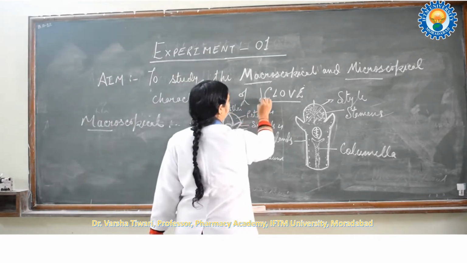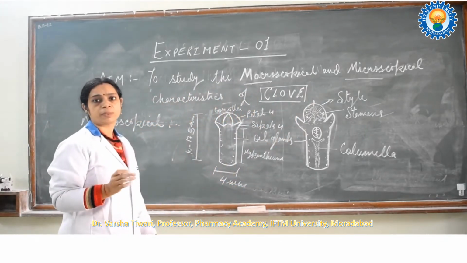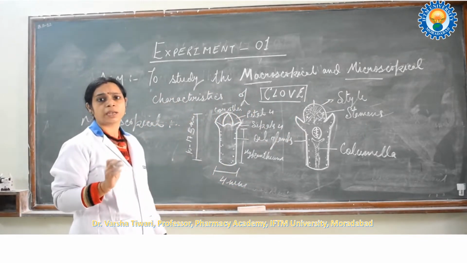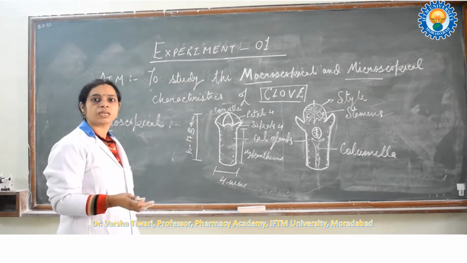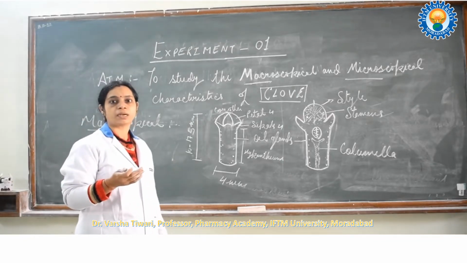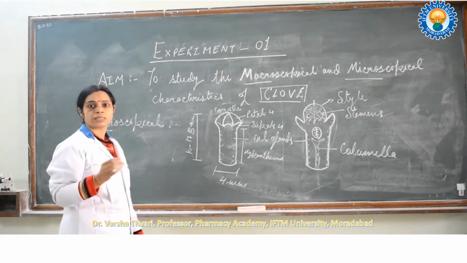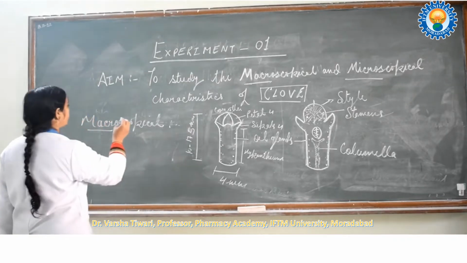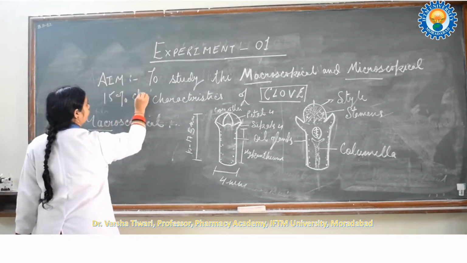So what is clove? Clove is a dry flower bud obtained from the plant Eugenia caryophyllus belonging to the family Myrtaceae. So why should we study the clove? Because clove is medicinally important and it is a good dental analgesic, due to the presence of clove oil. Clove should contain at least 15% of clove oil.